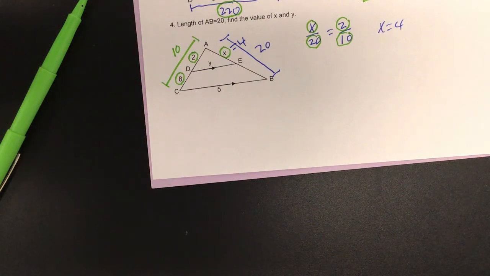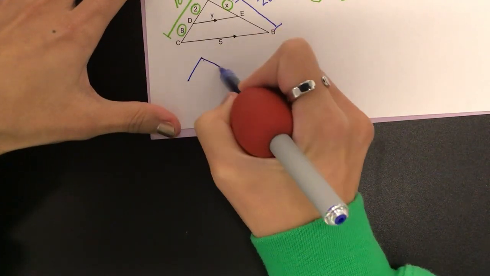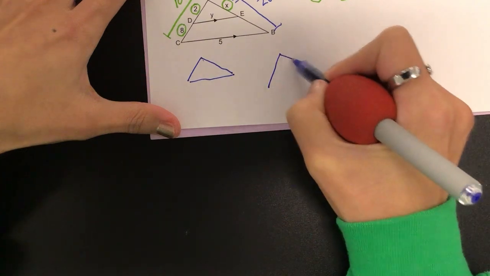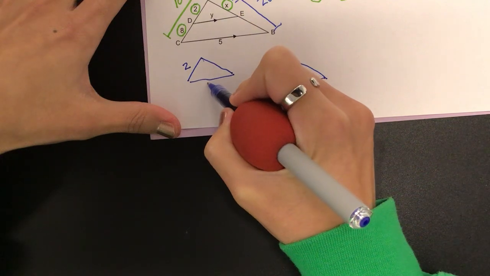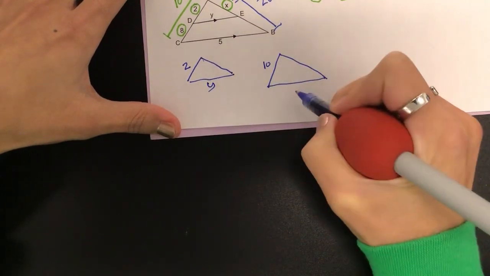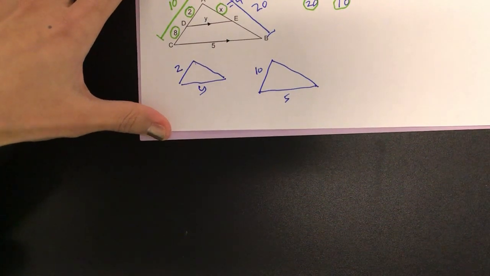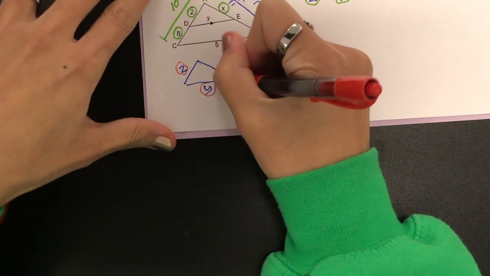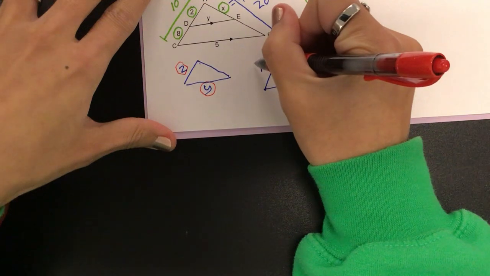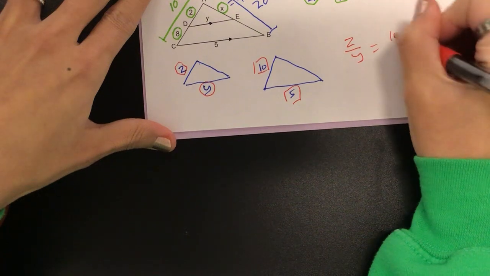Good so far? Okay. For the y and the 5, we would actually have to separate the figure. I want you to draw me a small triangle on the left, bigger triangle on the right. You may label if you want. I'm not going to. I'm going to write 2 over here and then y. And then I'm going to write 10 and 5. Everyone see where I'm getting this from? Yes? Okay. And then our proportion is going to be 2 over y is equal to what? 10 over 5. So 2 over y is equal to 10 over 5.